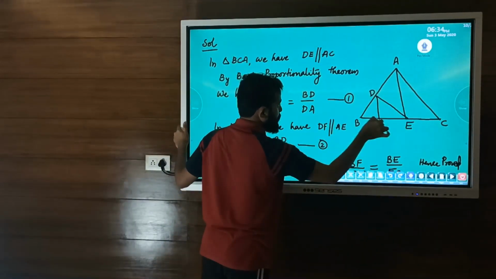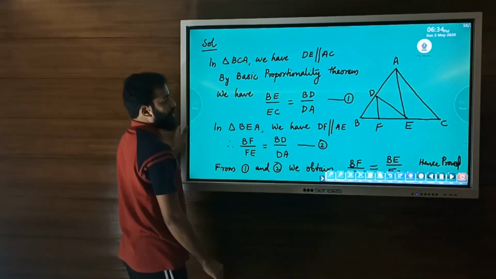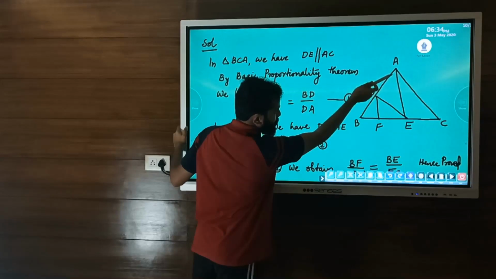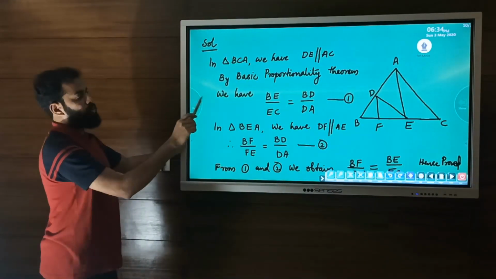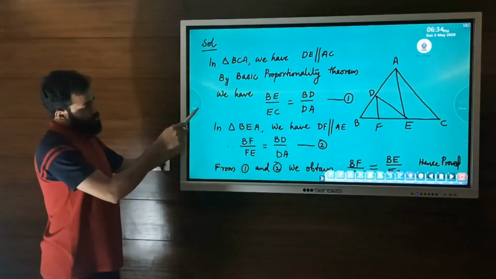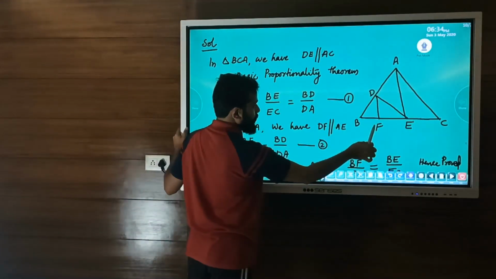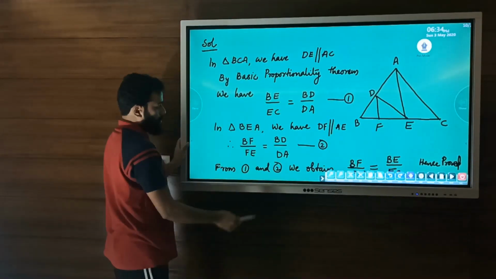The next triangle that we are considering is triangle BEA. We have DF parallel to AE. This is the line DF which is parallel to AE, that is given in the question. So if these two lines are parallel, the sides are divided in the same ratio. BF divided by FE equals BD divided by DA.